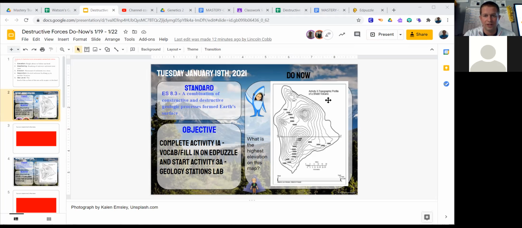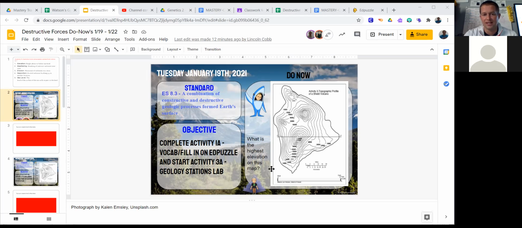And how do I know that? Well, that number right there in the middle is the highest number. If you look at all those numbers, elevation is the height above or below sea level. That's one of the vocab words.